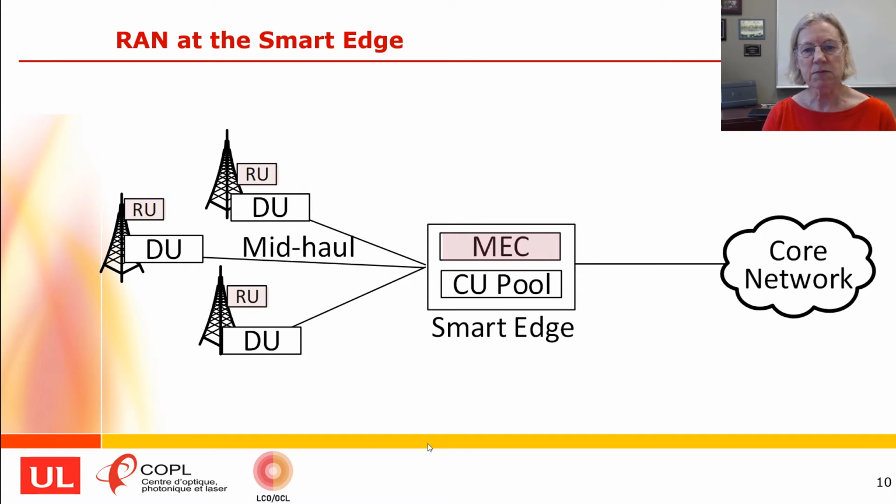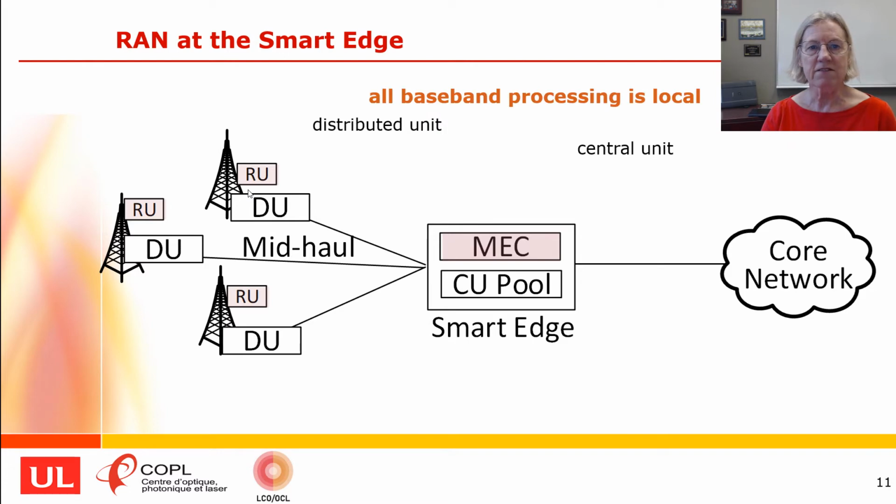So we have this idea of smart edge. Okay, why don't I pull some of that processing away from the actual antenna site and put it in this smart edge, which really already exists because I have this multi-access edge computing here already at this smart edge. So I'll pull some of the 5G work and put it there. So the distributed unit still stays at the base of the antenna tower. So all baseband processing is still local. It's going on in this distributed unit.